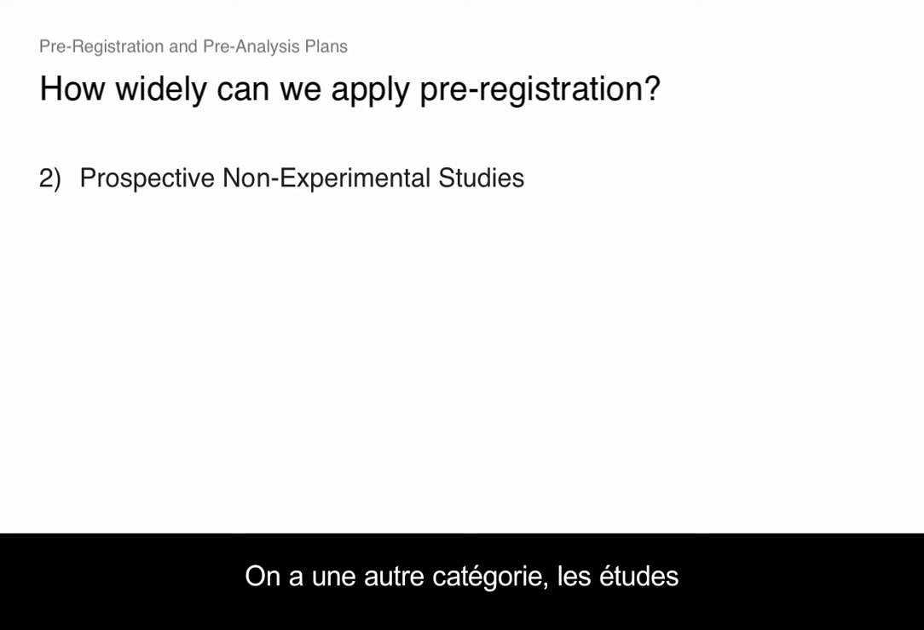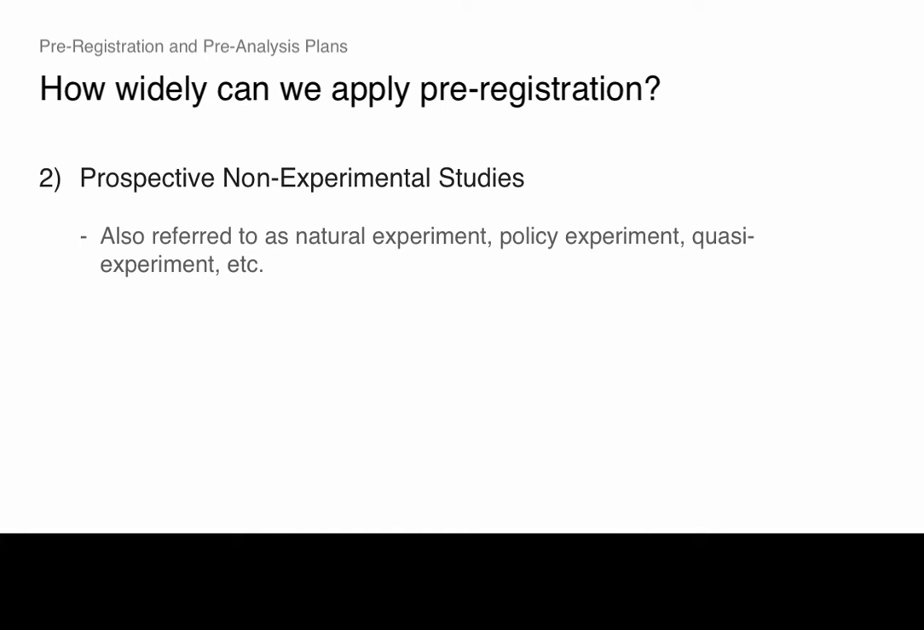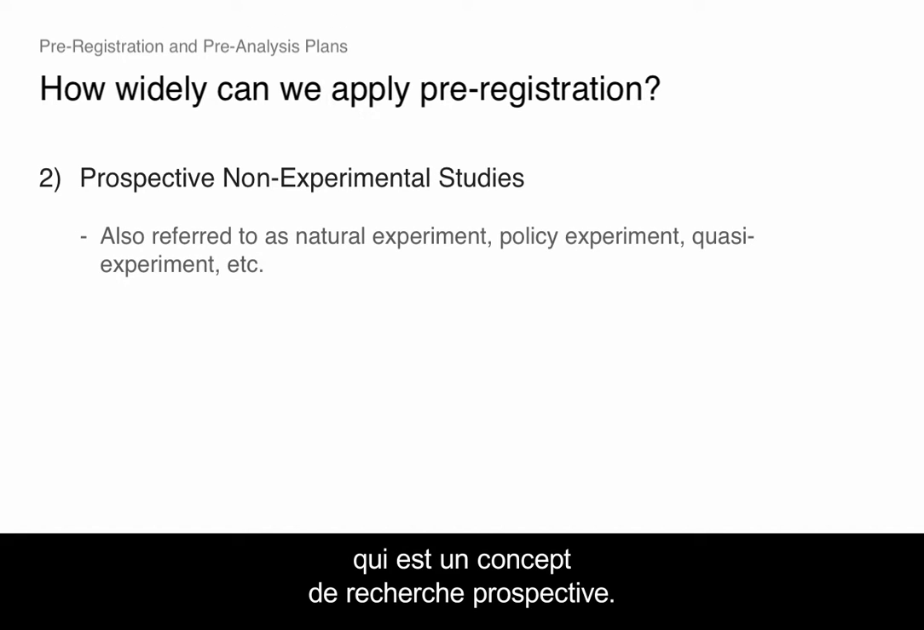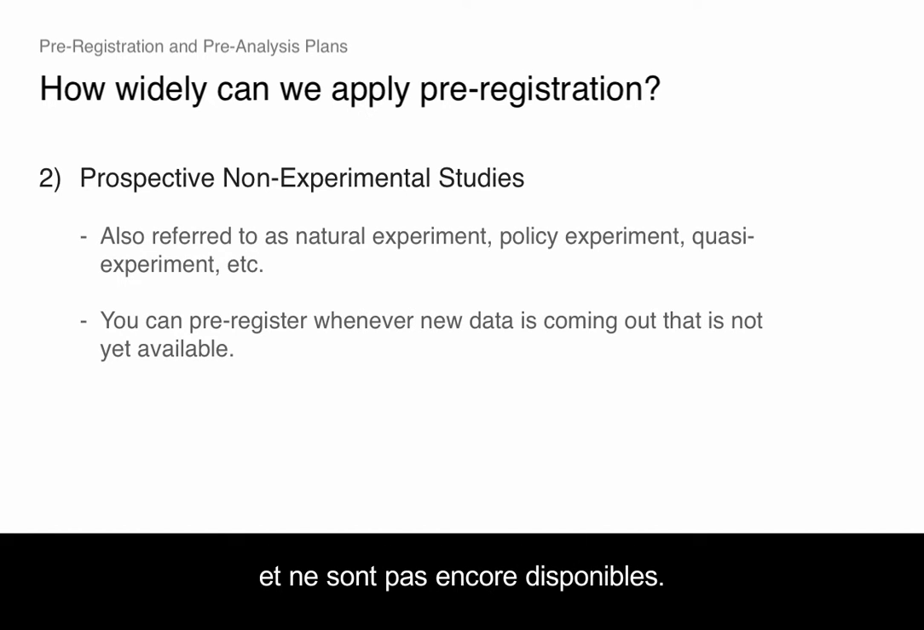Prospective non-experimental studies. This is another category of studies. Prospective means pre-planned. Like, I plan to do something or collect data or get my hands on data before I have it. It's like a natural experiment or a policy experiment or quasi-experimental or whatever term you want to use, and you still have a prospective research design. So you could pre-register whenever new data is coming out that's not yet available.